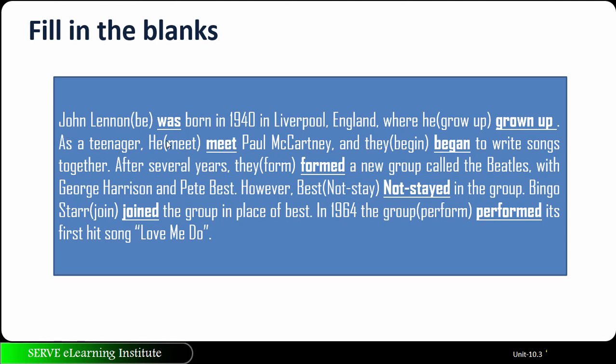John Lennon. Past tense for B is was. John Lennon was born in 1940 in Liverpool, England, where he grew up. As a teenager, he met Paul McCartney, and they began to write songs together. After several years, they formed a new group called Beatles with George Harrison and Pete Best.